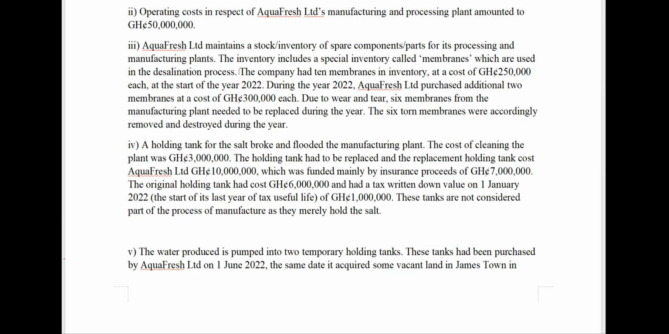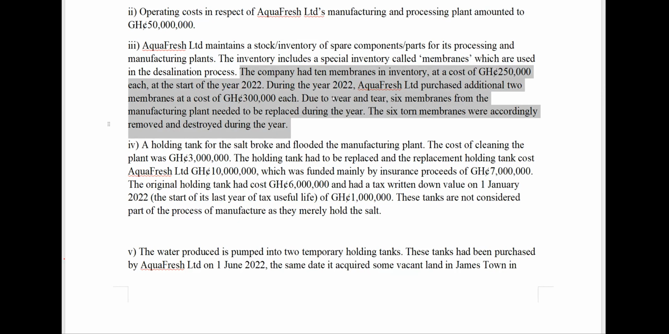What are they bringing on board? What deduction are they talking about here? Look at it carefully. It had 10 membranes in inventory at the start of the year. Then they purchased additional membranes. Due to wear and tear, 6 membranes from the manufacturing plant needed to be replaced during the year. The 6 store membranes were accordingly removed and destroyed during the year. So what expense are we seeing here? From what you learned today, see how tax is becoming. You have to apply everything you learned. That's why you are no longer doing surface tax. What are they talking about here? Is it not trading stock?